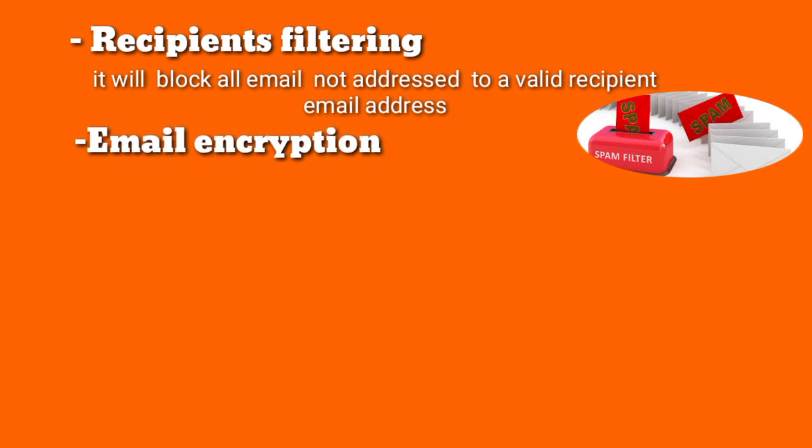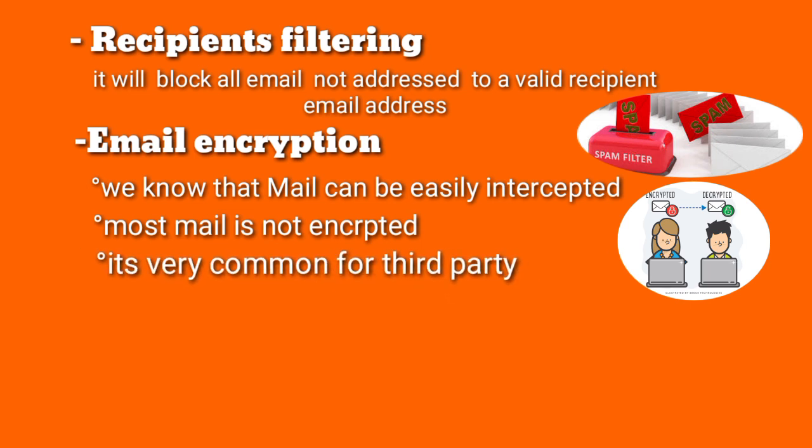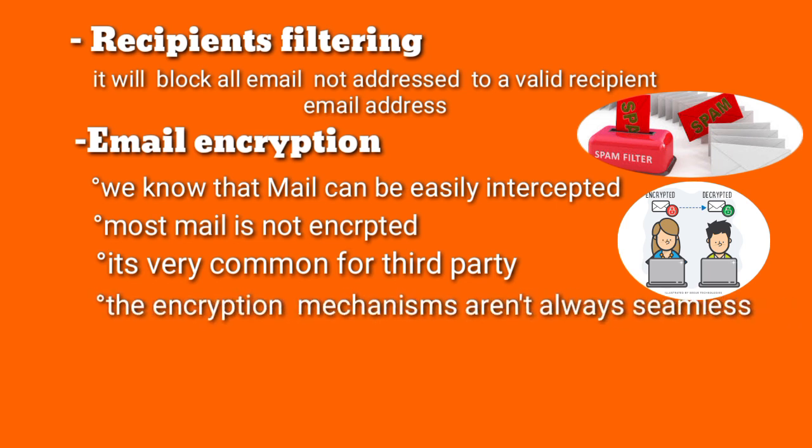Email encryption. We know that mail can be easily intercepted. Most email is not encrypted. It is very common for a third party to view sensitive information being sent or received. The encryption mechanisms aren't always seamless. Encryption can be required on a gateway based on policy. The gateway forces the encryption and sends a password to the sender, so they will know what the password is. If the recipient receives the email, they will be able to read the data. And if the user supports encryption, the gateway will recognize the encryption and will allow the email to be sent normally.